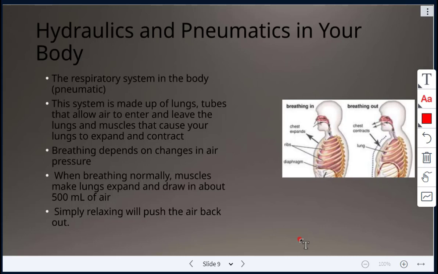Our muscles make our lungs expand. We can draw in about 500 milliliters of air, and then relaxing will push that air out.